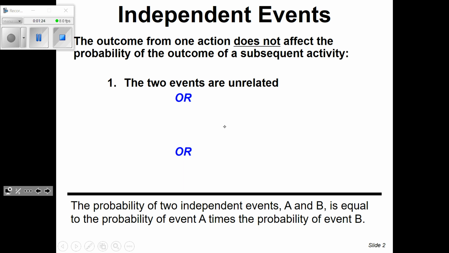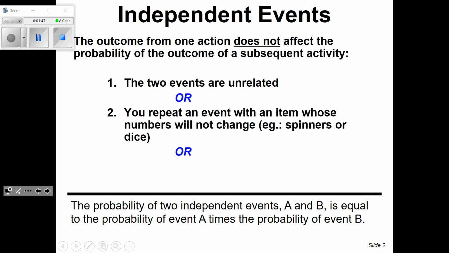So the first would be that your two events are completely unrelated. Like maybe your first event is that you're going to go over to the snack bar and pick a snack, and then you're going to go over to the vending machine and get a drink, right? Those have nothing to do with each other. They're completely separate.